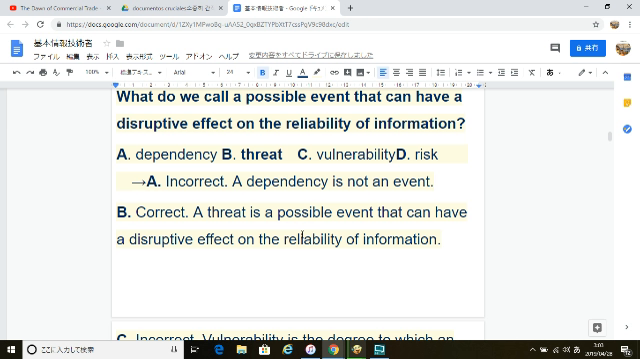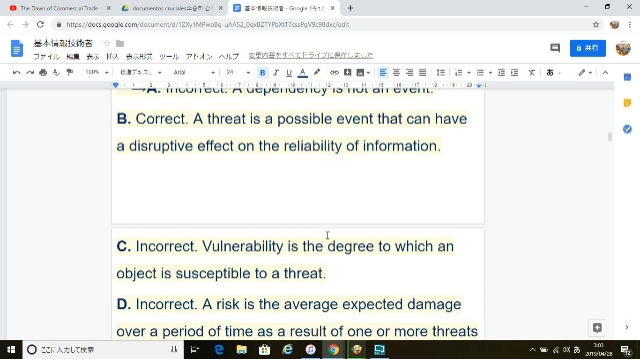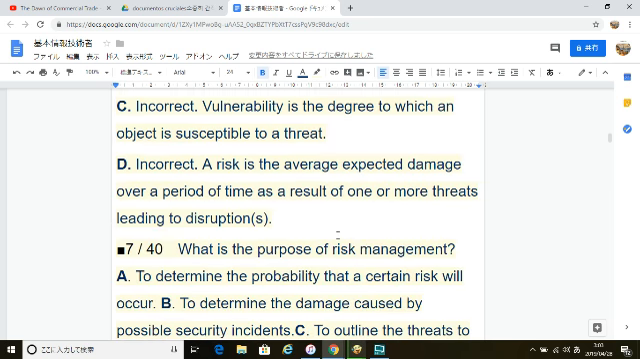C. Incorrect. Vulnerability is the degree to which an object is susceptible to a threat. D. Incorrect. A risk is the average expected damage over a period of time as a result of one or more threats leading to disruption.